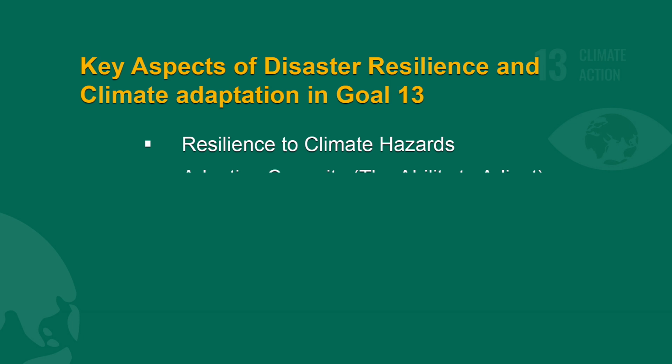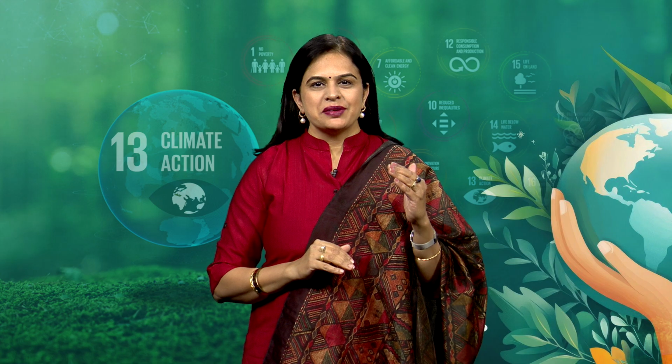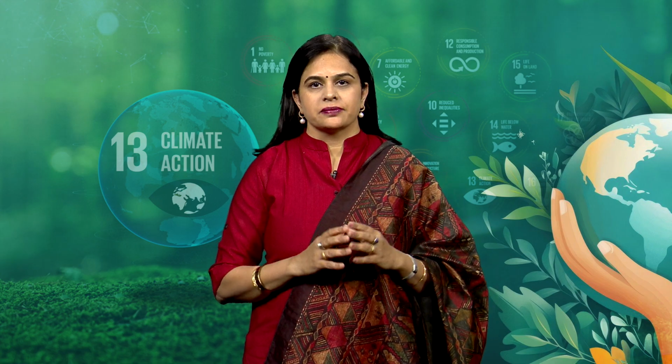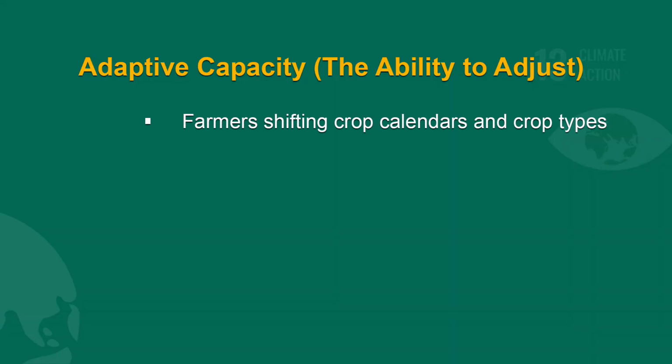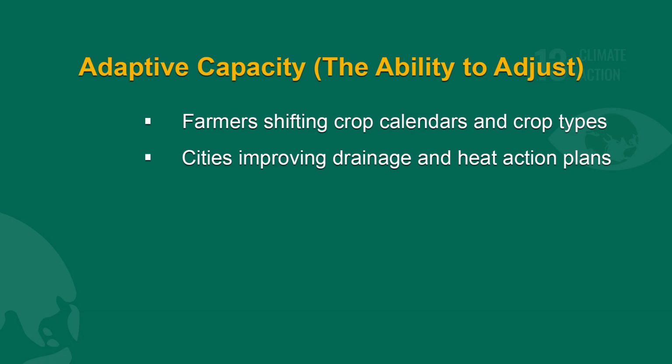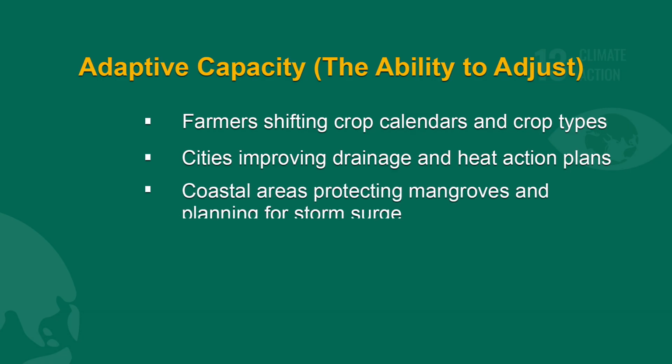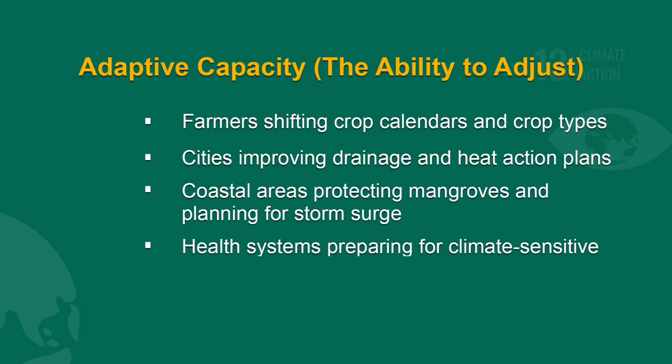Obviously no. And that is why there is a need to understand adaptive capacity, which I have also described in my previous lectures. Adaptation is basically adjusting systems so that climate impacts hurt less. Farmers shifting crop calendar and crop types, cities improving drainage and heat action plans, coastal areas protecting mangroves and planning for storm surge, health systems preparing for climate-sensitive diseases. And SDG 13 is telling countries, don't just react after disaster, build capacity before it hits.